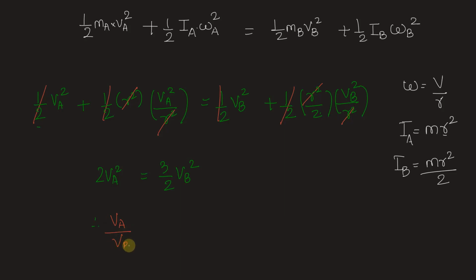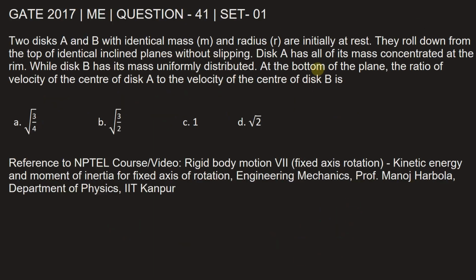VA by VB whole square is equal to 3 by 4. Hence, VA by VB, that is velocity of center of disc A by velocity of center of disc B is equal to root over 3 by 4. And this is our answer. At the bottom of the plane, the ratio of velocity of center of disc A to the velocity of center of disc B is option A, under root 3 by 4.